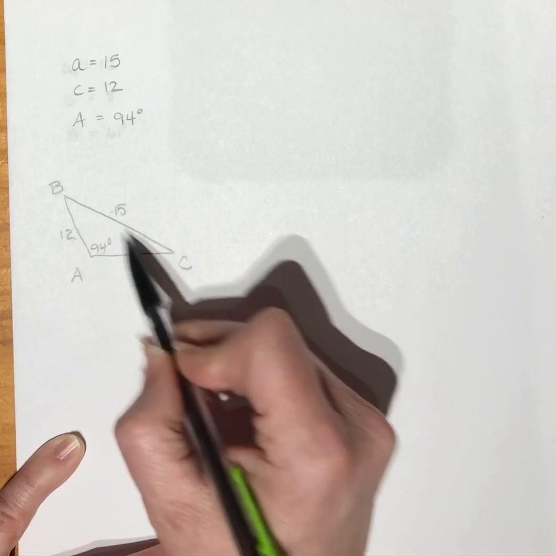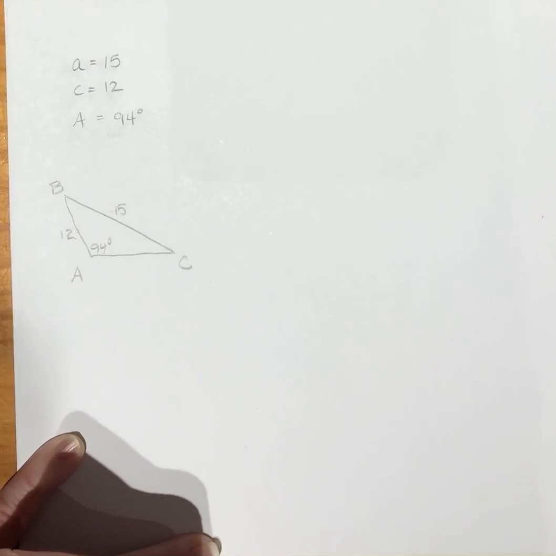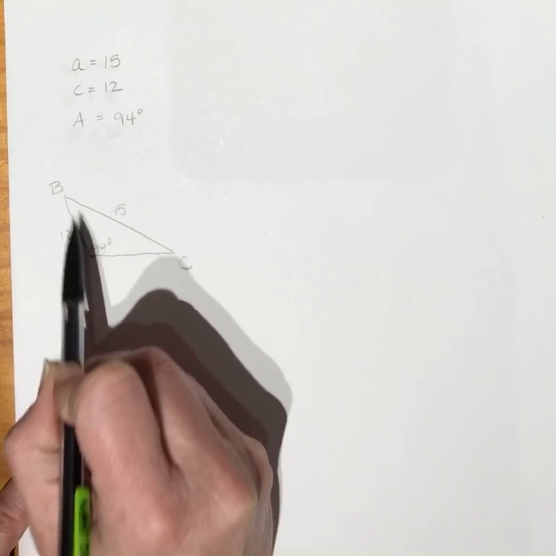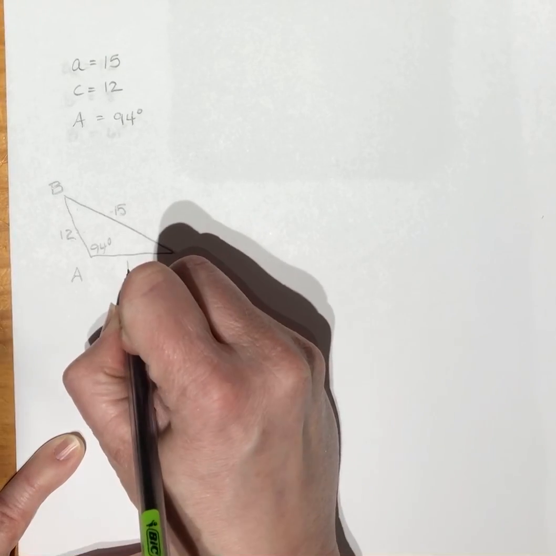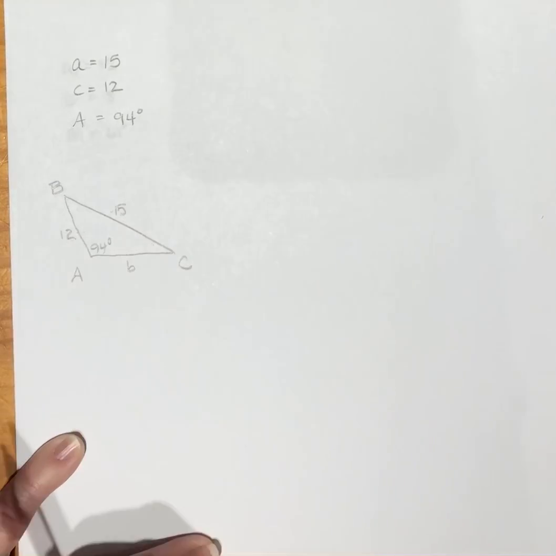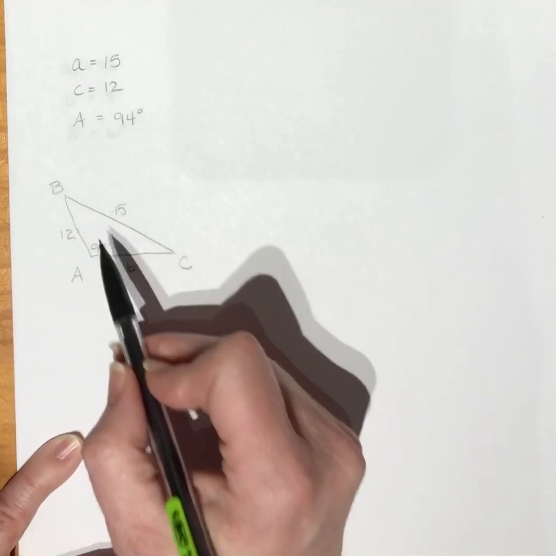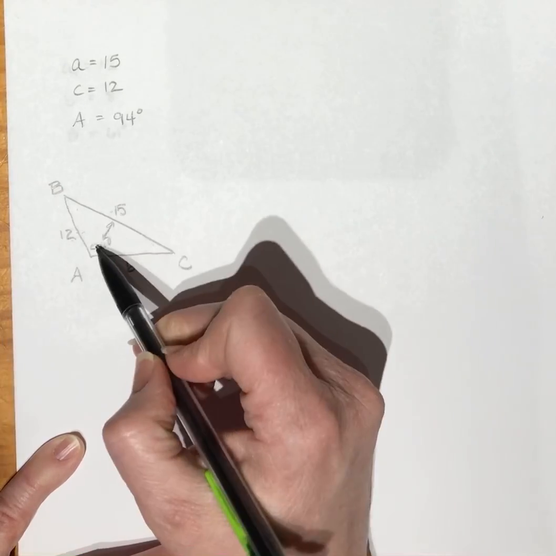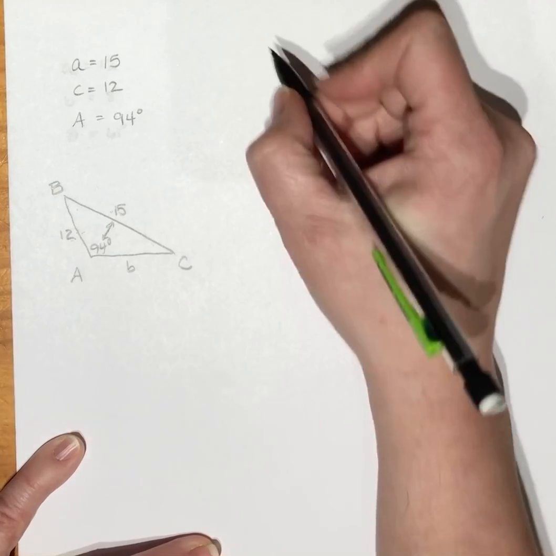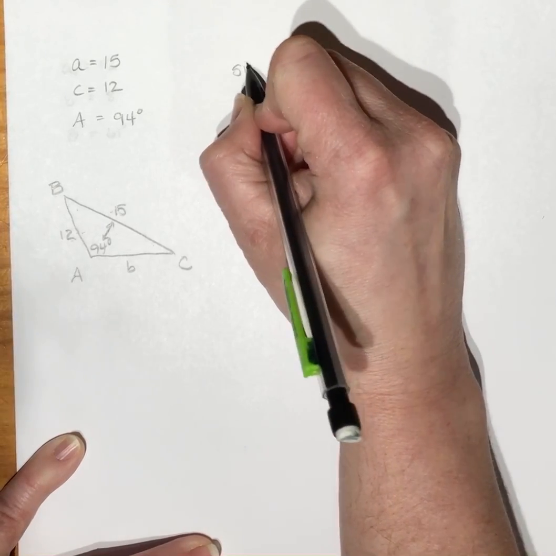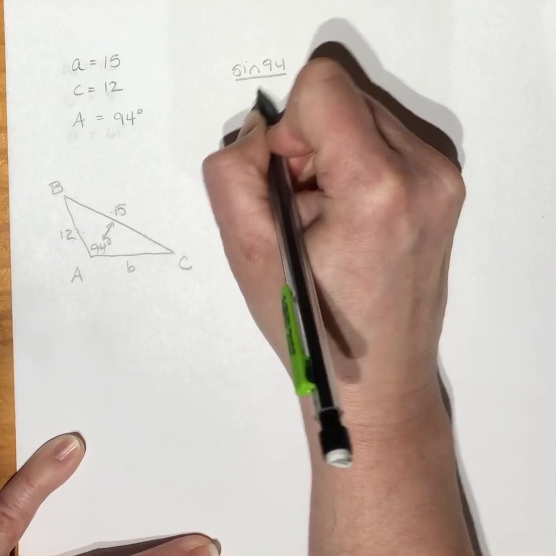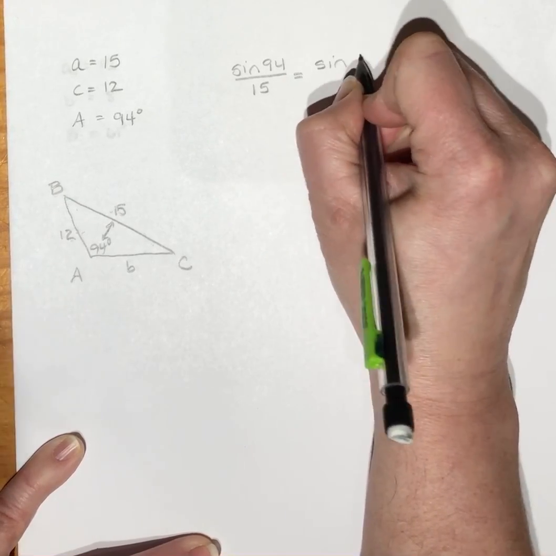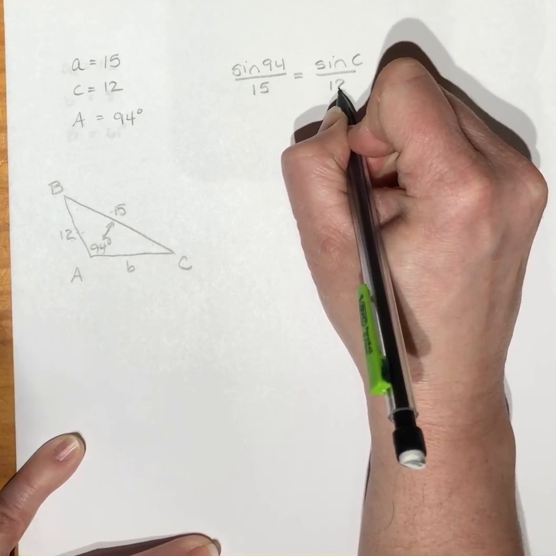I don't have the luxury of getting one of my angles right away like I did in the previous examples. The only thing I can find is angle C. I don't have angle B or side B, so that's going to be the last stuff that I'm going to look for, okay? So I'm going to start with the pair that I have. Again, you're always going to have an angle and side pair that you can keep together. So I have the sine of 94 over 15 is equal to the sine of angle C over 12.